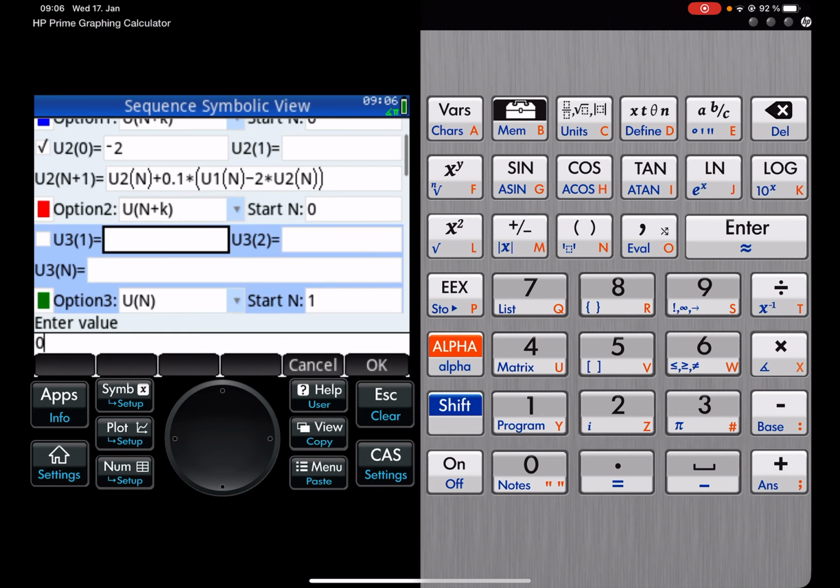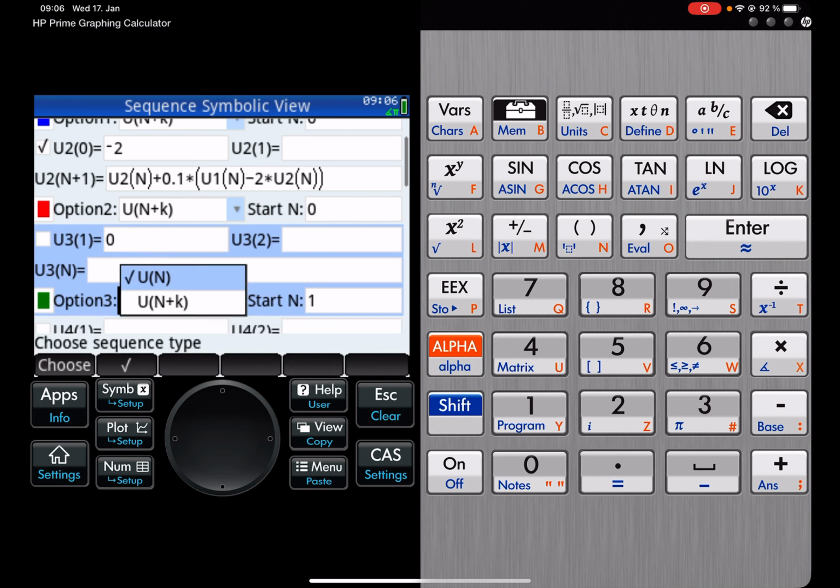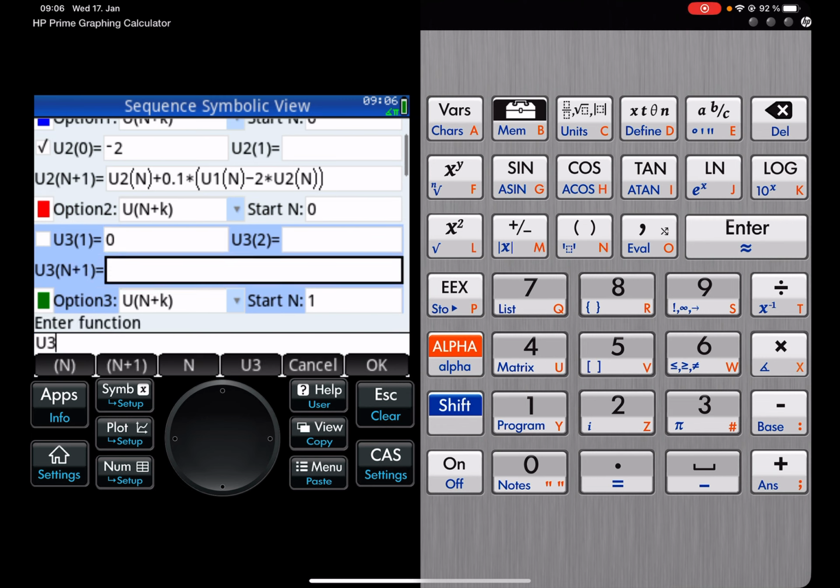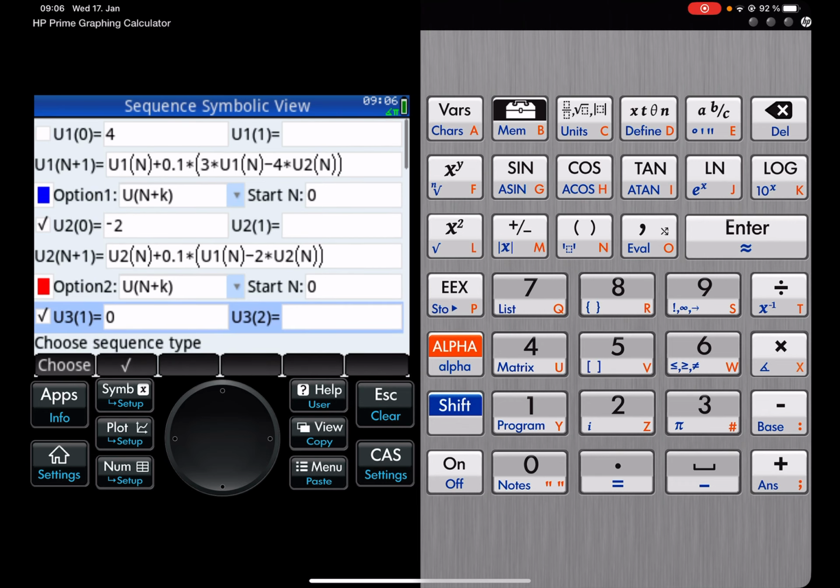So this started out at 0, and it is u3 plus 0.1. Hang on, sorry, it's u3 of n, so like the previous time value, plus 0.1. Okay, they're now all checked. I'm able to check that first one, which is a good sign.